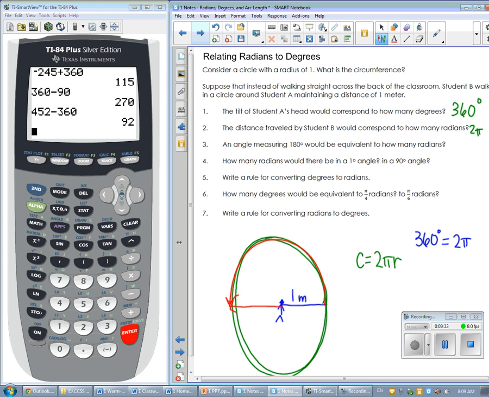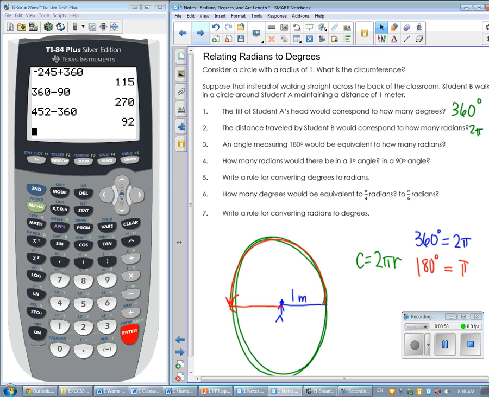So my terminal side would be here. That would correspond to a 180 degree angle. And instead of being 2 pi, it's going to be half that. It's going to be pi. So these two formulas relate degrees and radians. Pi, we know that it's 3.14, but in terms of degrees, pi is equivalent to 180 degrees. And that enables us to come up with some conversions.